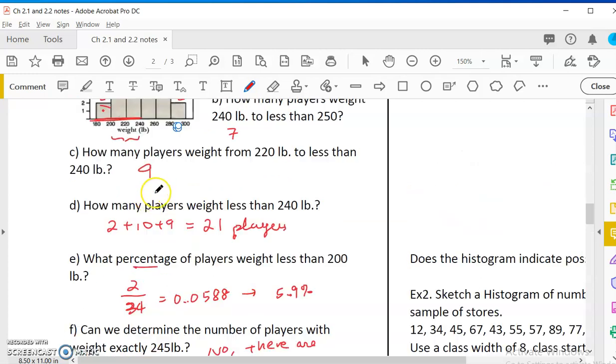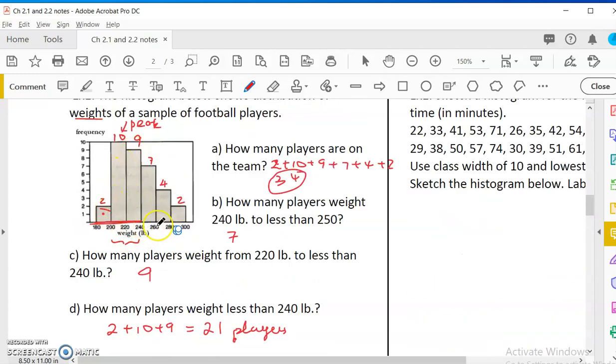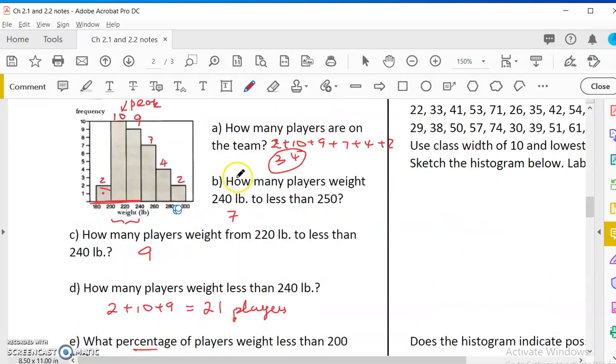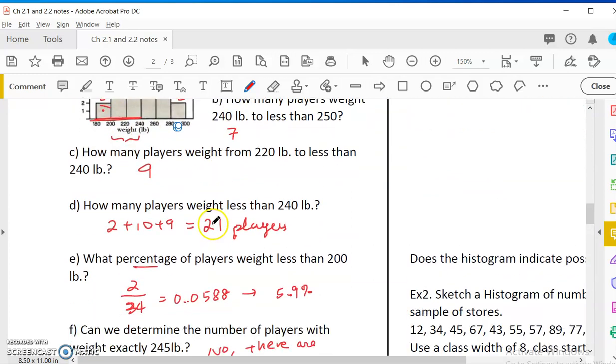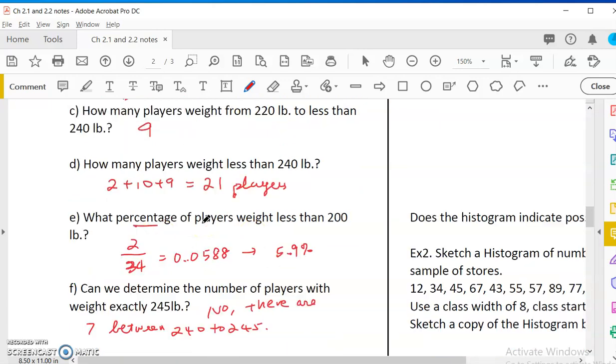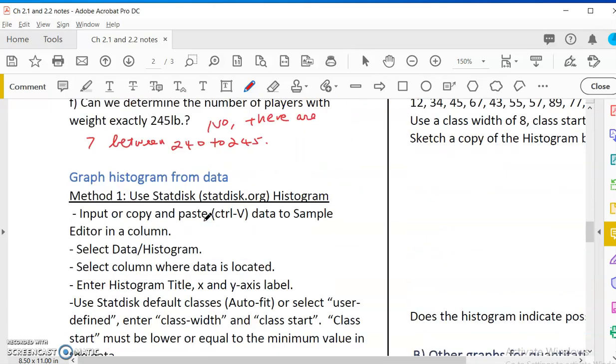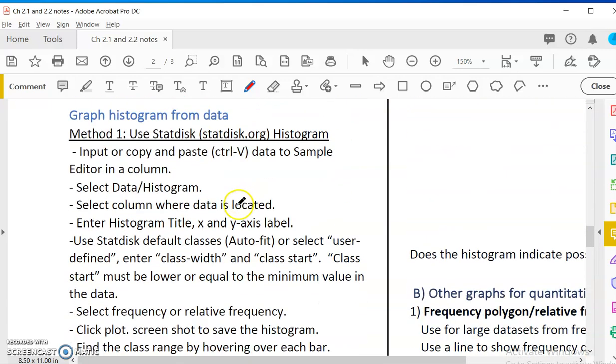So that's how we use the histogram to understand the data. Although we don't see the data, we can tell how many data are greater than a number, how many are less than a number. So that's very useful. So the next thing is how to graph this histogram.